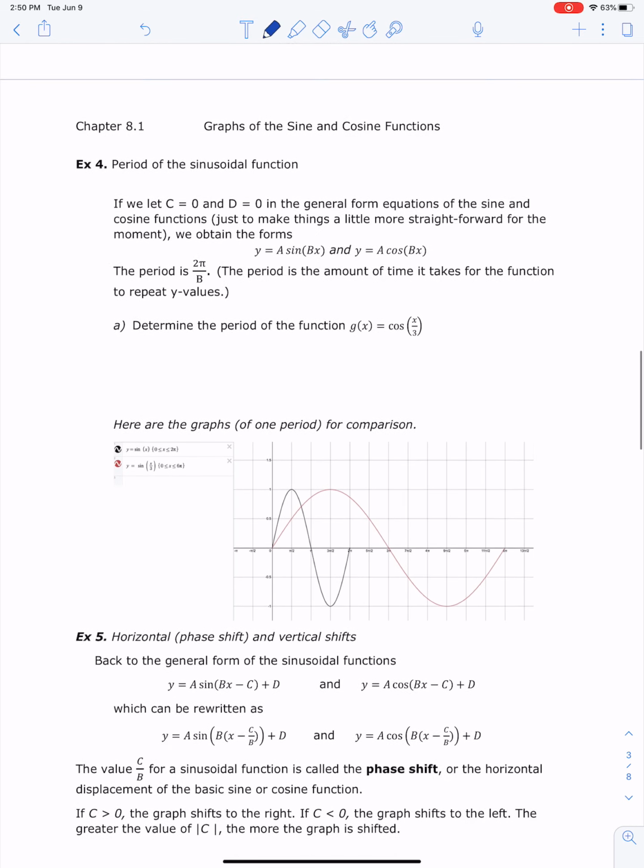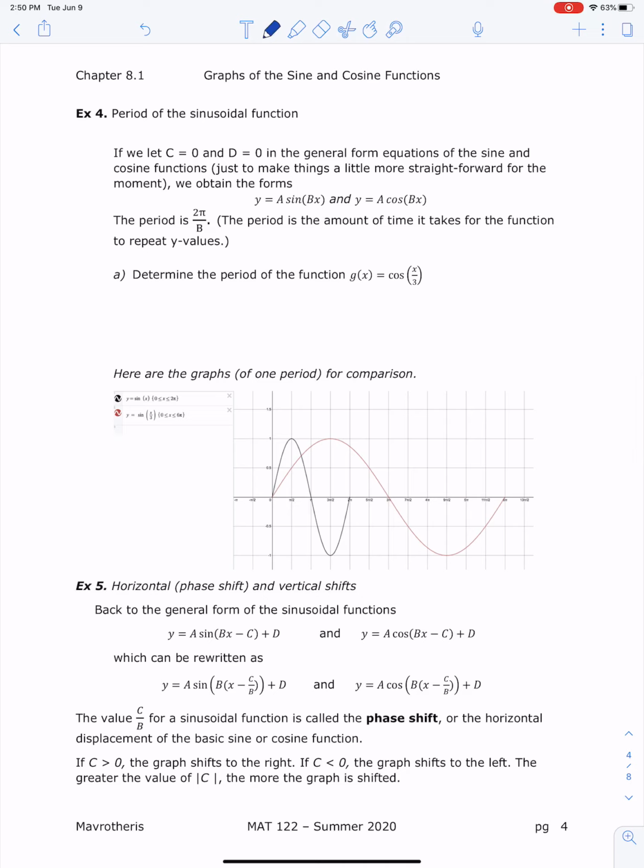So on to page 4. Okay, we kind of cranked through this on the first page, just plugging into the formulas and chugging away. Now let's talk about what these mean. We're going to talk about what the period of a sinusoidal function is. So for now, we're going to ignore C and ignore D. We're going to ignore that component of the phase shift, and we're going to ignore the vertical shift completely. And so we're looking at functions that are just the basic a times the sine of bx or a times the cosine of bx.